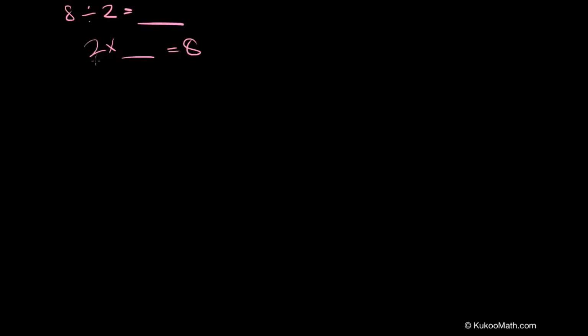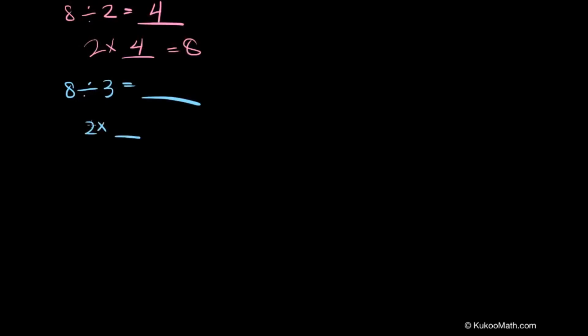So for 2, well, in this case, you can see that we can divide perfectly into 8. So the number that goes here is 4. And so 8 divided by 2 is also equal to 4. It worked out well in this example. Now let's try another one. 8 divided by 3 is equal to blank.